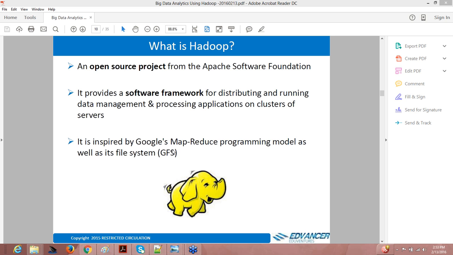It was a team headed by Mr. Doug Cutting, the team which was working on the Nutch project. They used some of the features in the white papers in the Nutch project. Later, they created a separate project for Hadoop, and then they released it to Apache. It became one of the top level projects.